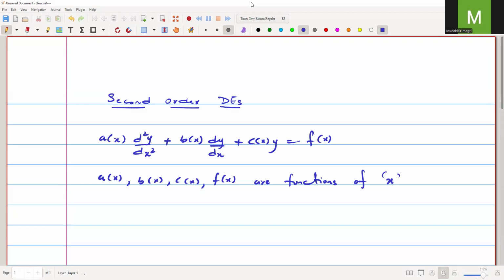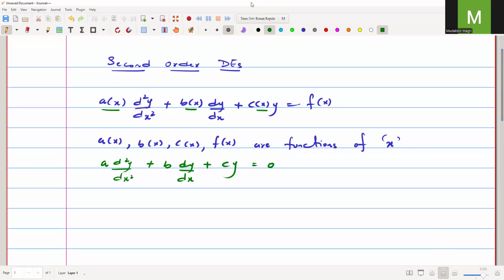If we have constant terms here instead of functions, then we can say that the equation is with constant coefficients. For instance, if we write a d squared y over dx squared plus b dy by dx plus c y equals, let's say, 0, then this equation is homogeneous with constant coefficients since a, b, c are constants, right? So this is the general form of a second order differential equation.